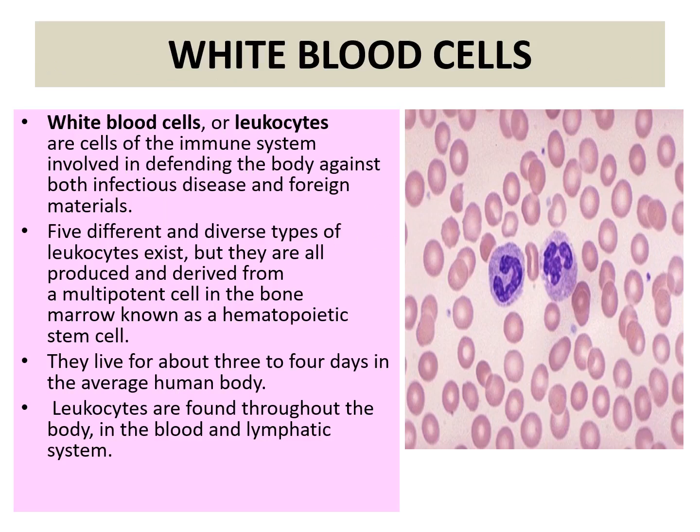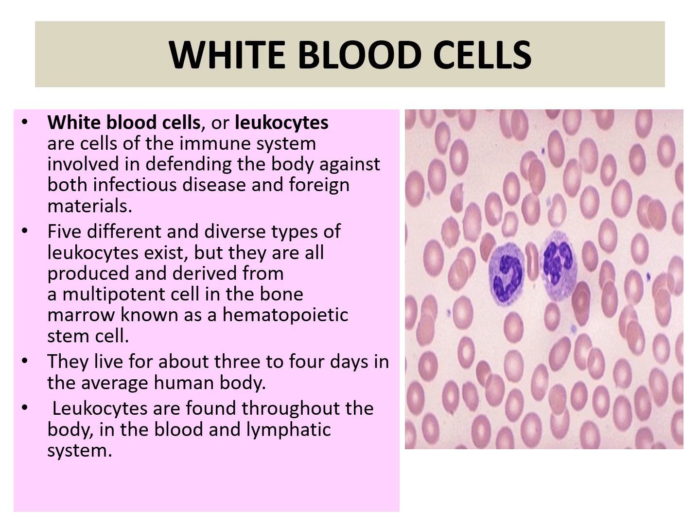The WBCs or leukocytes are the cells of the immune system which are involved in defending our body against both infectious diseases as well as foreign material. There are 5 different types of leukocytes present.